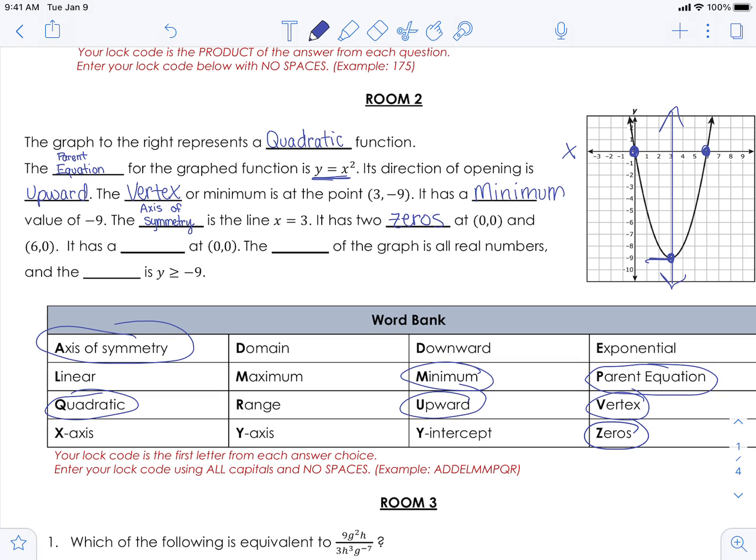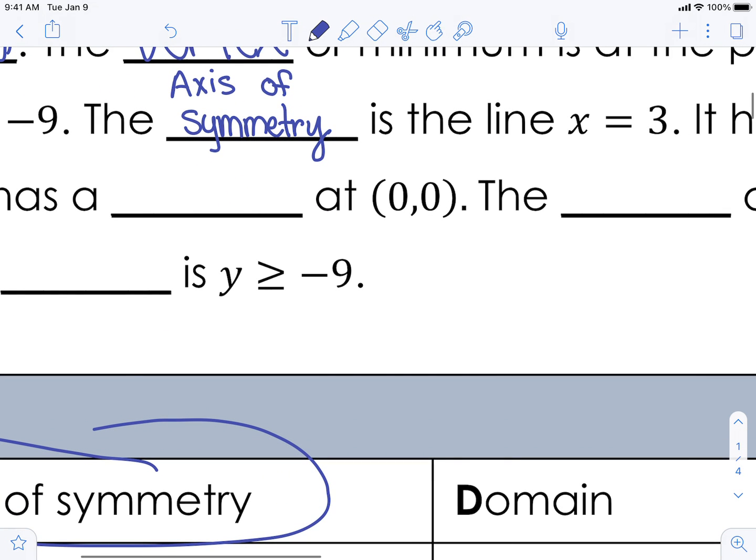And it has a blank at 0, 0. Well, 0, 0 is a zero and an x-intercept and a solution, but it's also on the y-axis, which makes it a y-intercept.